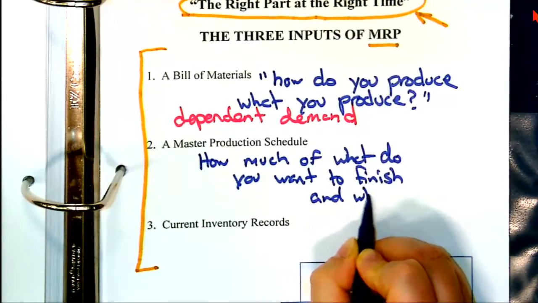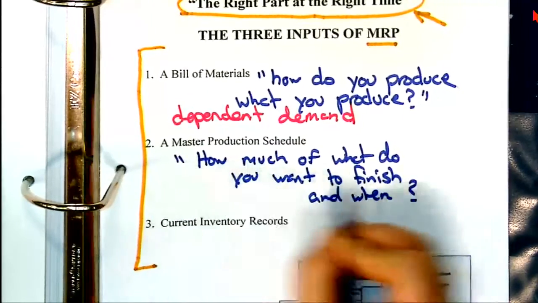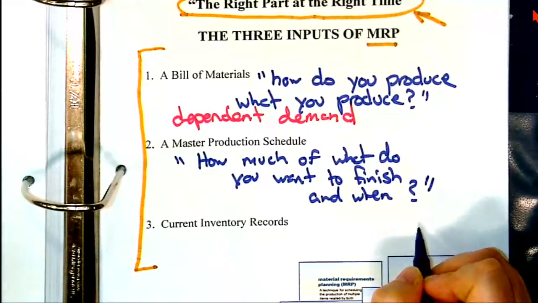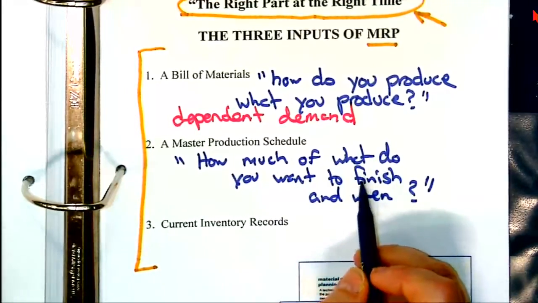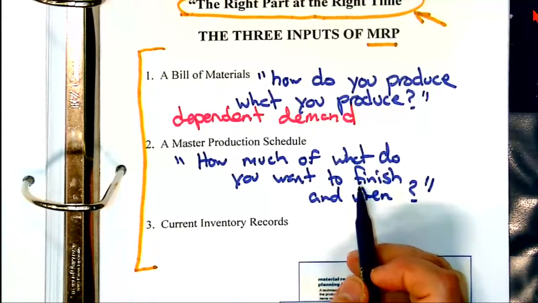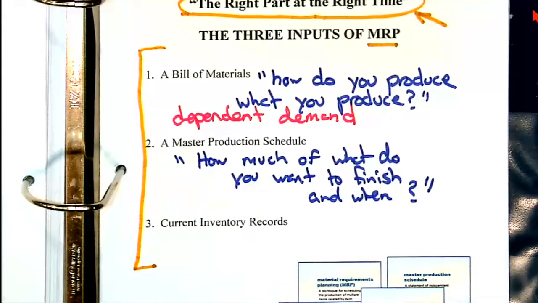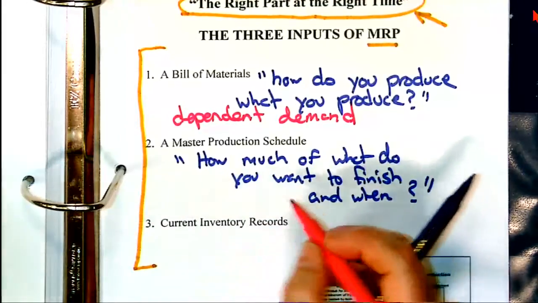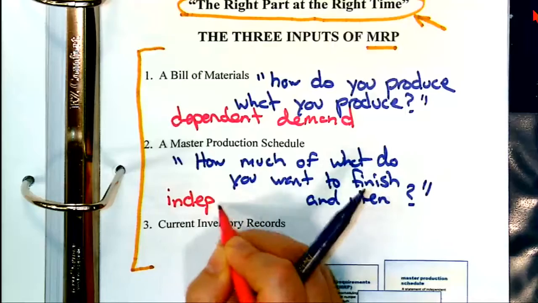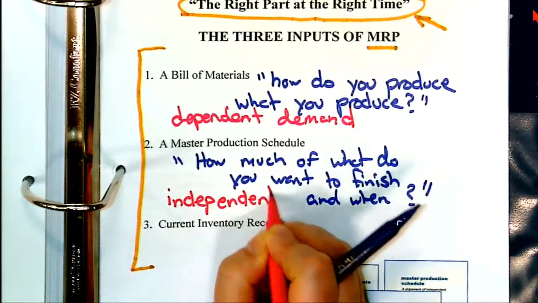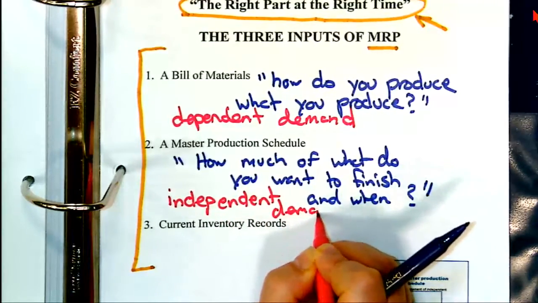And when? Oh, wait a minute. How much and of what do you want to finish? Why would you, the producer, want to finish anything? Well, one assumes because you can make money by selling it. That means that your master production schedule is a statement of independent demand, right?